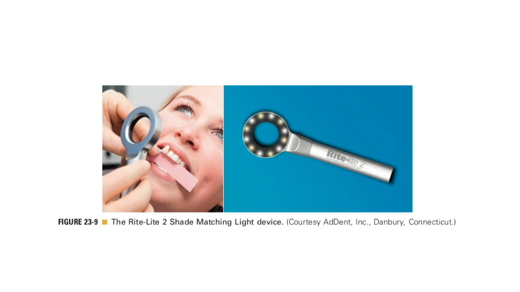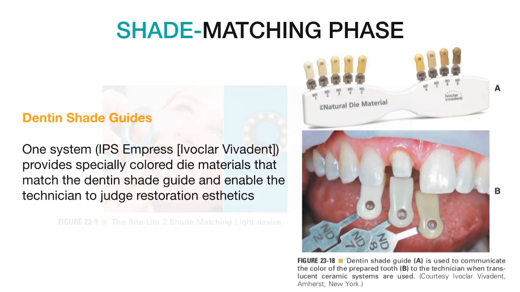We have many machines that detect the shade matching light device. We can use a dentistry shade guide. Always take a shade before preparation and after preparation, and take the color of the dentin shade color. And there is a system, IPS Empress Ivoclar Vivadent, that provides specially colored die materials that match the dentin shade guide, and send it to the lab.